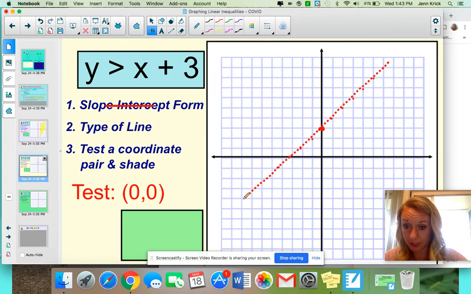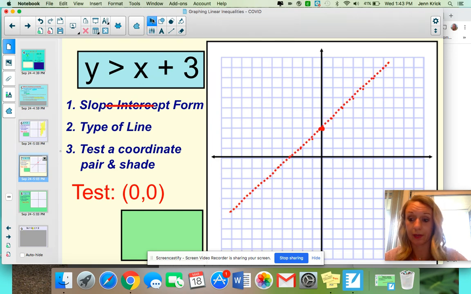Ooh, and let's pretend that that's straight to make Mr. Land feel better. Okay, so type of line is done.